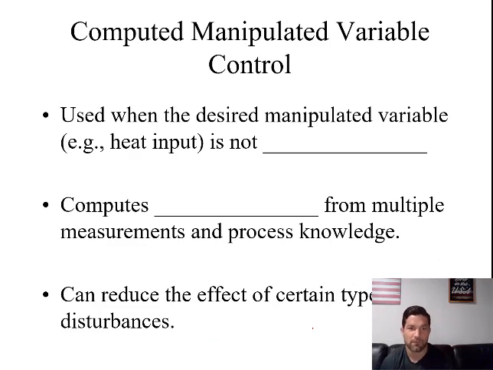All right. Finally, last but not least, is computed manipulated variable control. So this is going to be the last implementation of PID control that we can use to improve process performance. And this is used when the desired manipulated variable, for example, heat input, is not directly controllable.